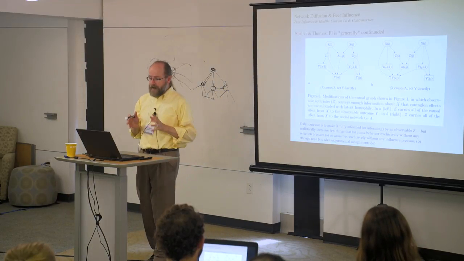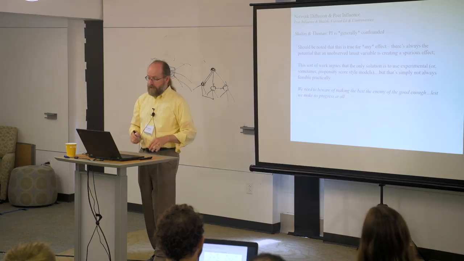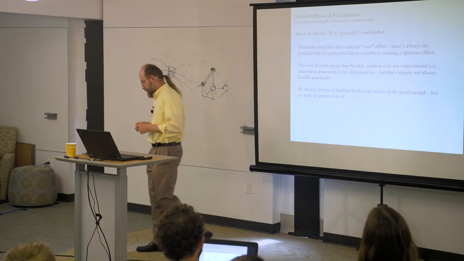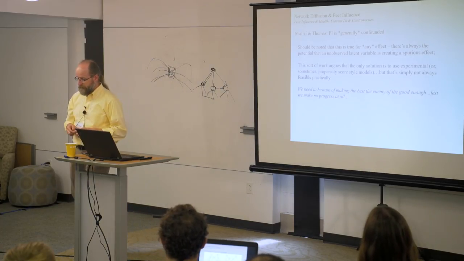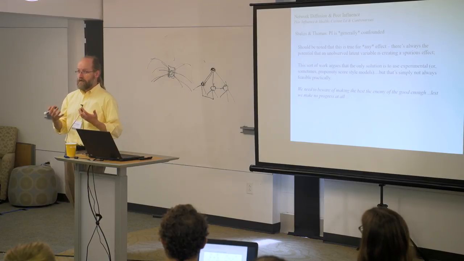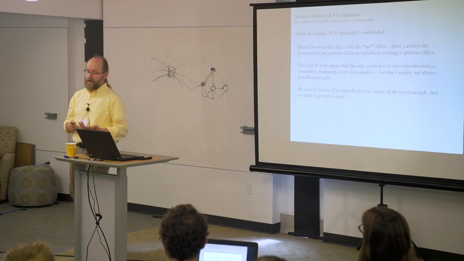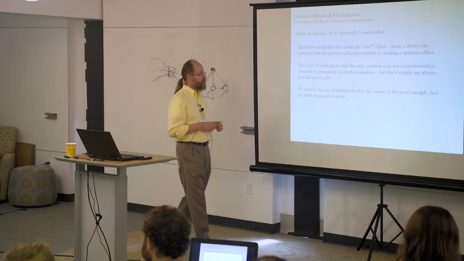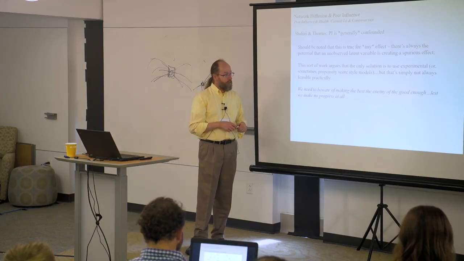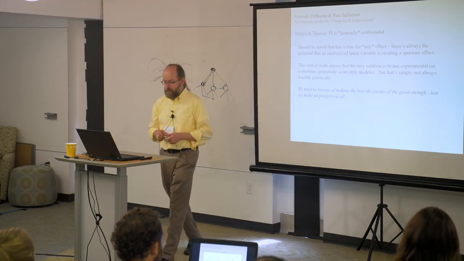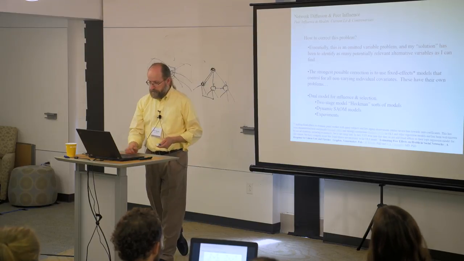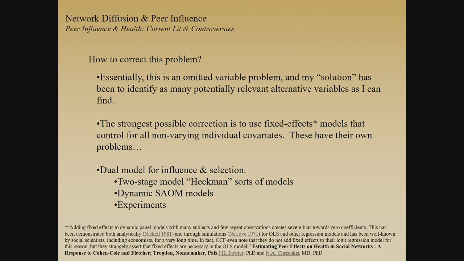So you want to be very careful about what you're doing, trying to be cognizant of real risks to inference without being over-cautious about making any progress at all. That is, we need to beware of making the best the enemy of the good enough, lest we make no progress at all. And so as a practical matter, how do you solve these problems? I think there are a couple things we do.